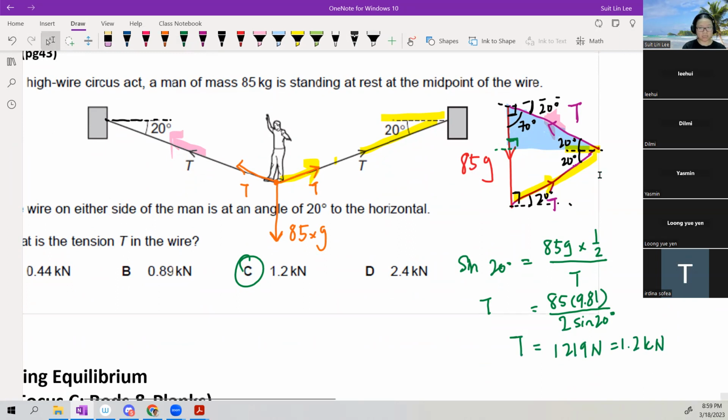Can it be in paper 2? Yes. In fact, I'll suggest a question. You go and try on your own time.